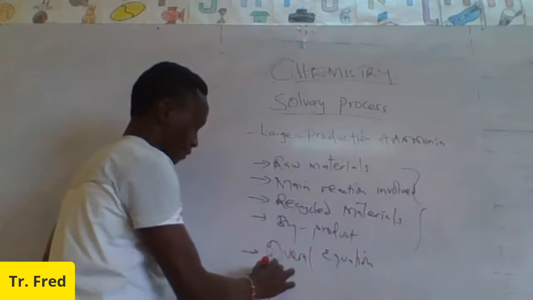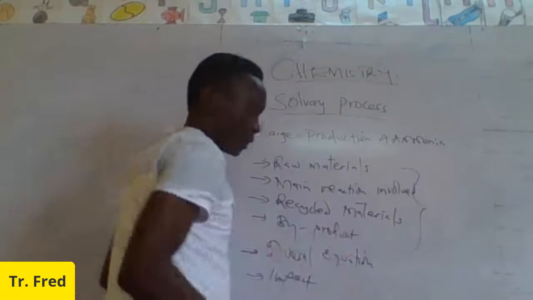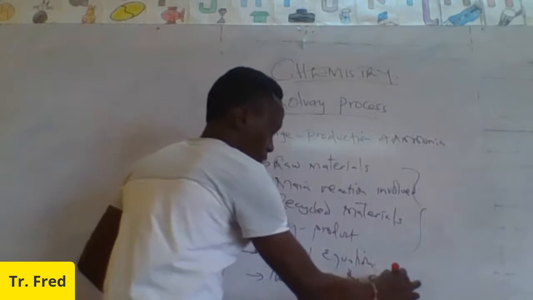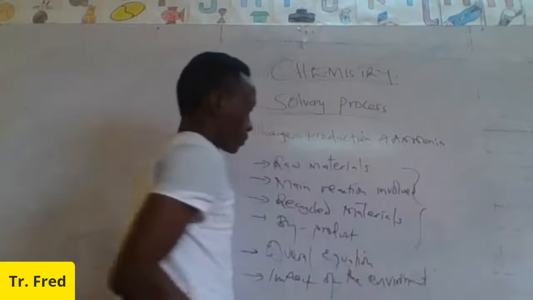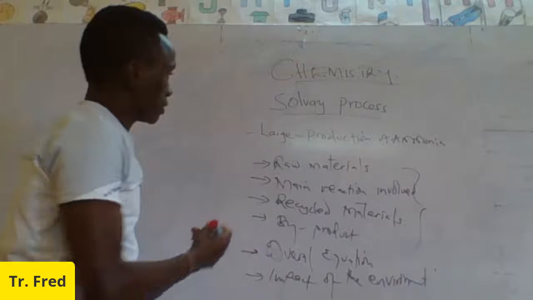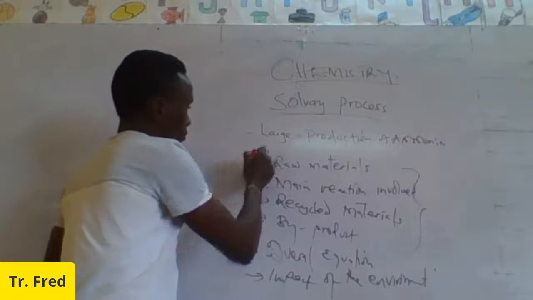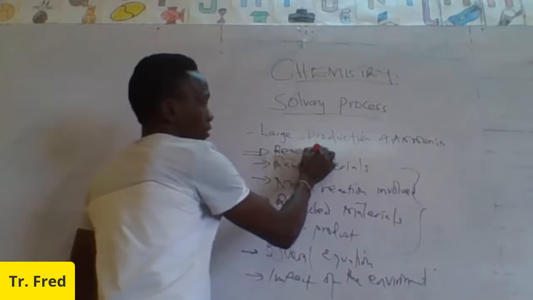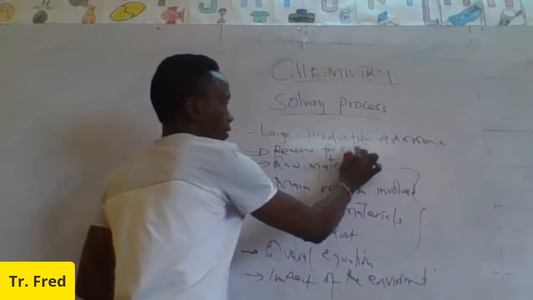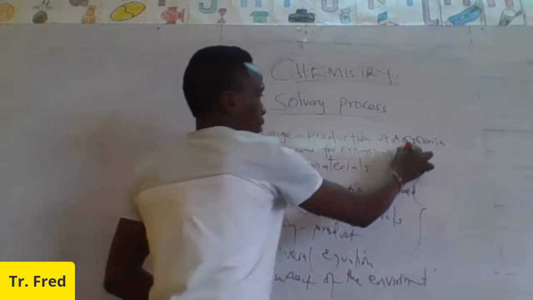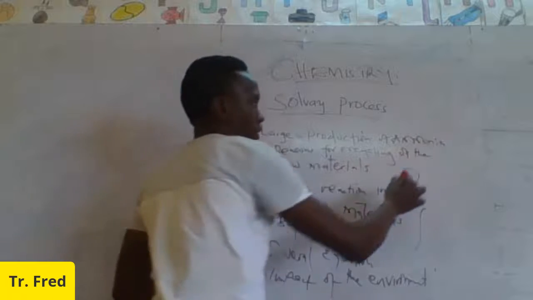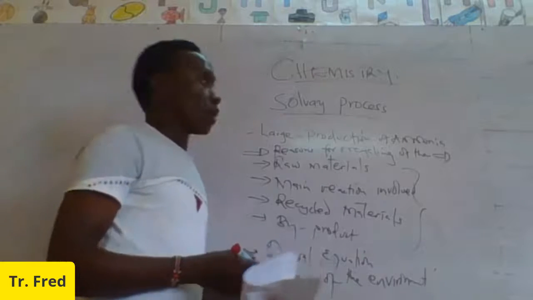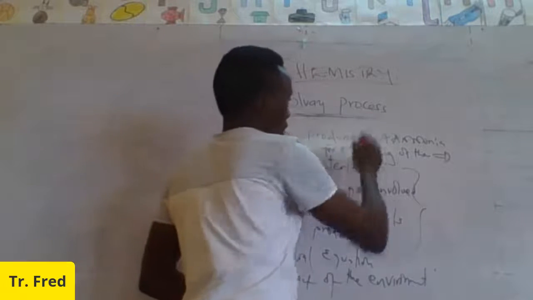And the environmental impact of the process on the environment. And last but not least, the students should be aware of the reasons for recycling of the raw materials, of the materials that are being recycled, as we are going to encounter in the Solvay process of production of ammonia.